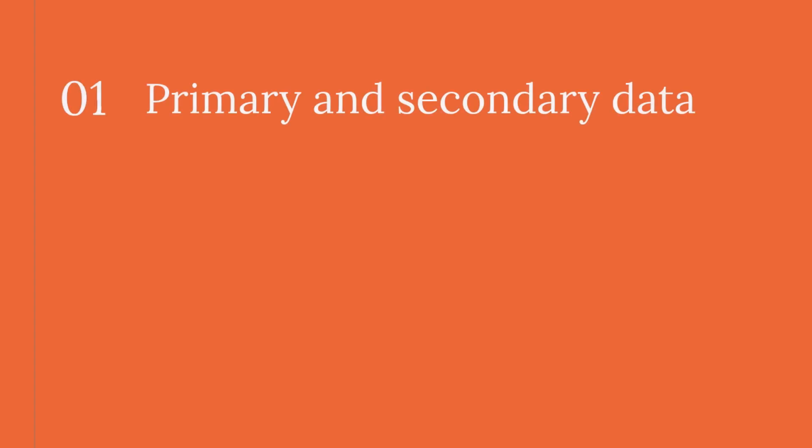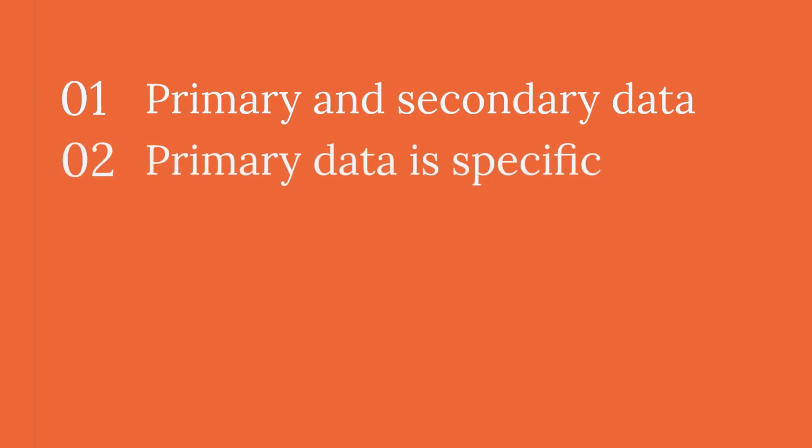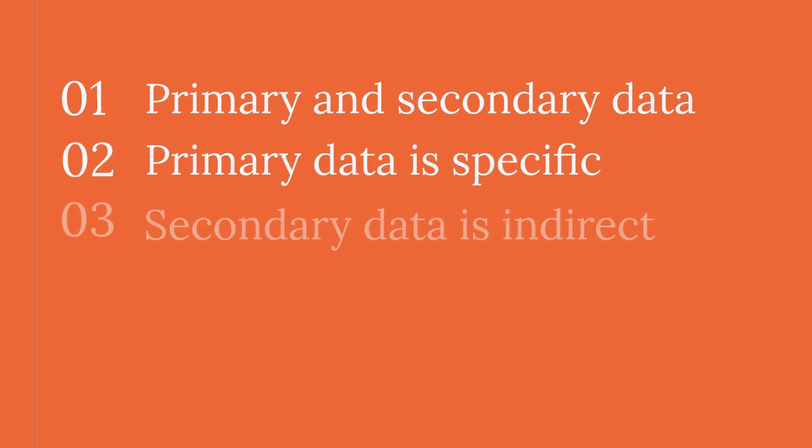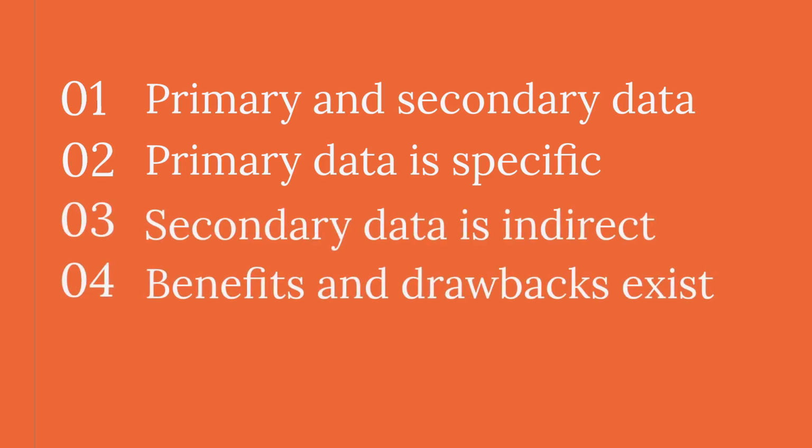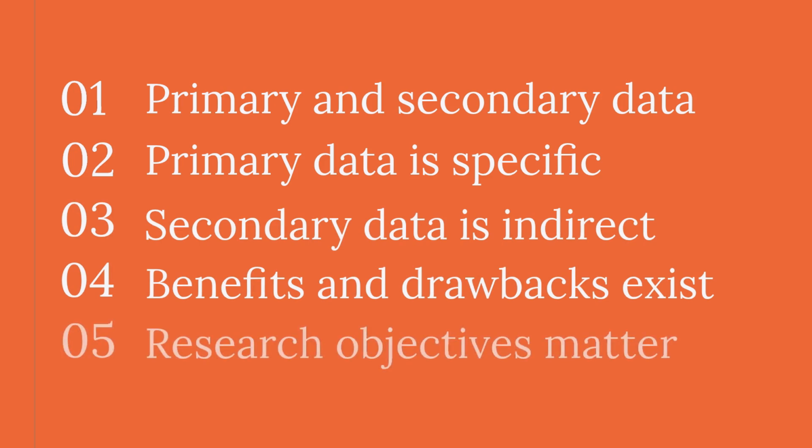Primary data is first-hand and specific to research. Secondary data is pre-existing and indirect. Each has its own benefits and drawbacks. The choice depends on research objectives. Both can complement each other effectively.